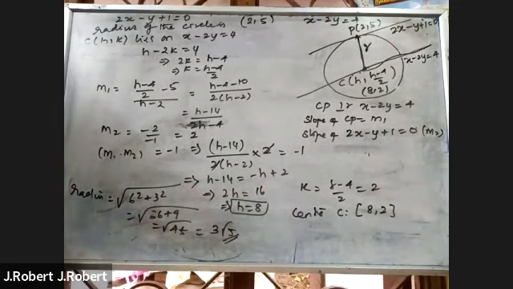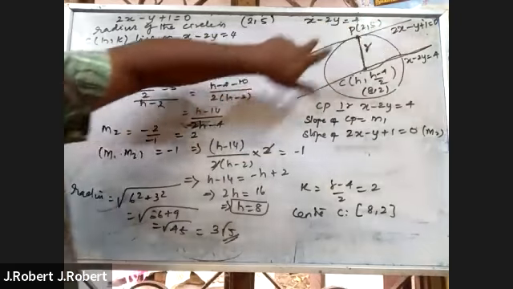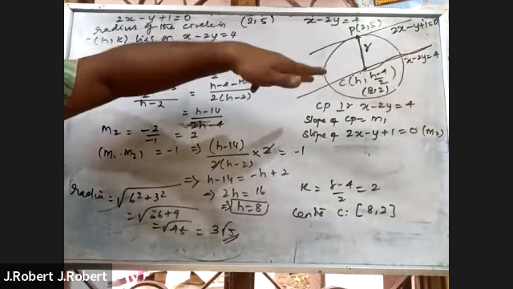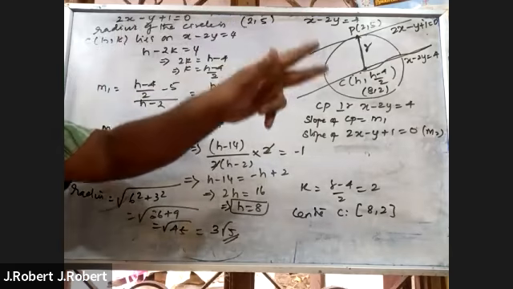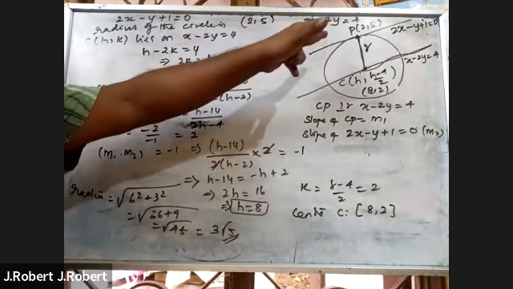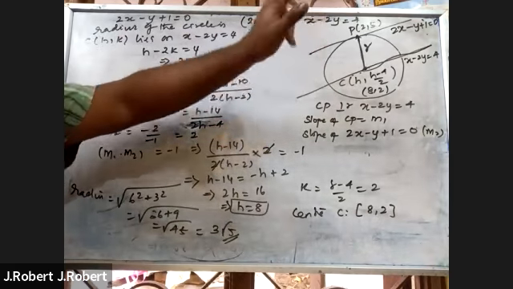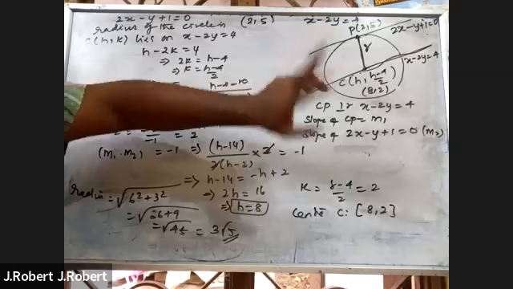The line 2x minus y plus 1 equal to 0 is a tangent to the circle at the point 2,5. I just draw the diagram. Particularly in conics problems, you can reach the halfway mark only because of the diagram. Once you draw the diagram properly, the problem is over. You can solve it very easily.